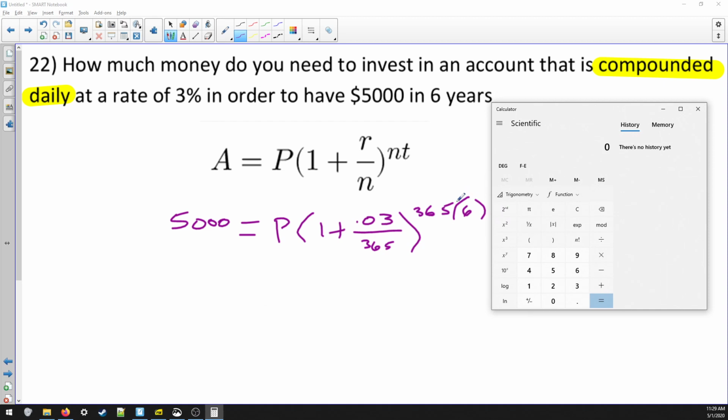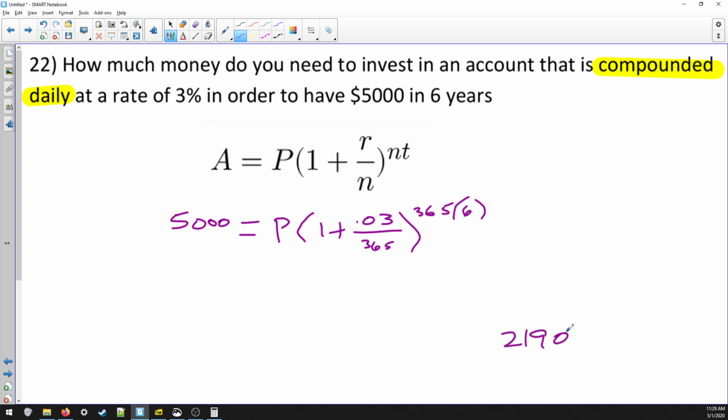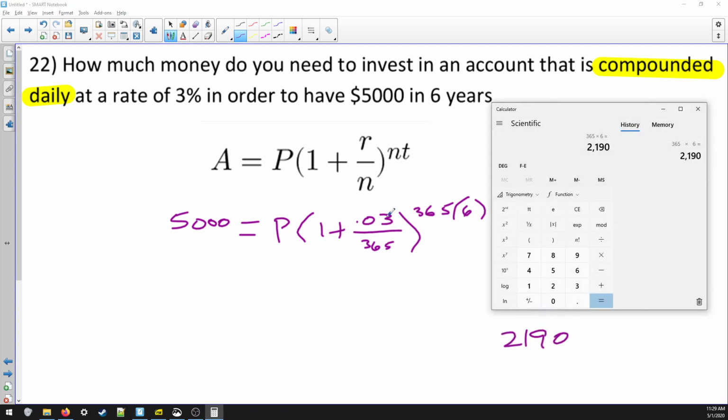So let's start off with 365 times 6. Okay, I can simplify that: 2190. I'm just going to write some of this down. So our exponent is really 2190. And then I'm going to do 0.03 divided by 365, and add 1 to it, right? Remember, again, do things in order by PEMDAS. So 0.03 divided by 365 is going to be a really small number. It's so small that it's giving it to me in scientific notation.